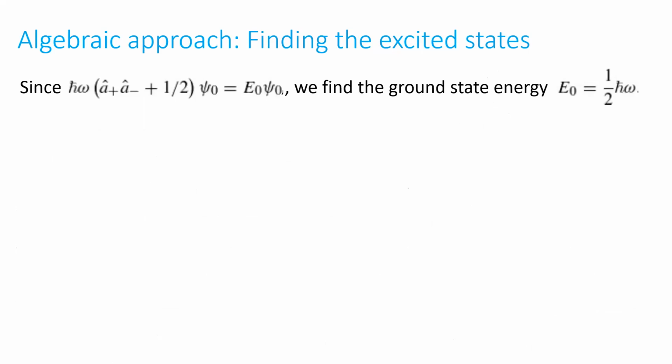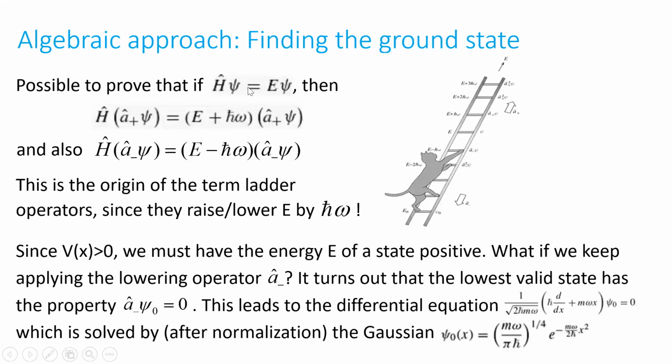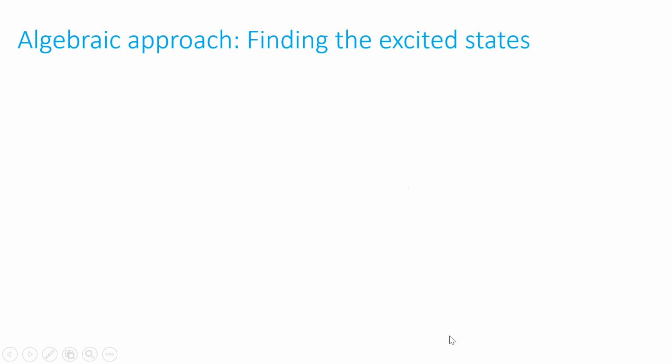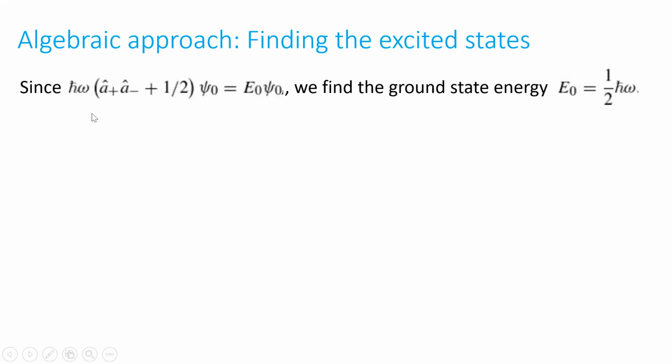Actually, first, before we do that, let's find out the energy of the ground state. We want the energy E naught to correspond with psi naught. So that means that if we operate with the Hamiltonian on psi naught, we should get back E naught, the energy, times psi naught again. That's the TISE.